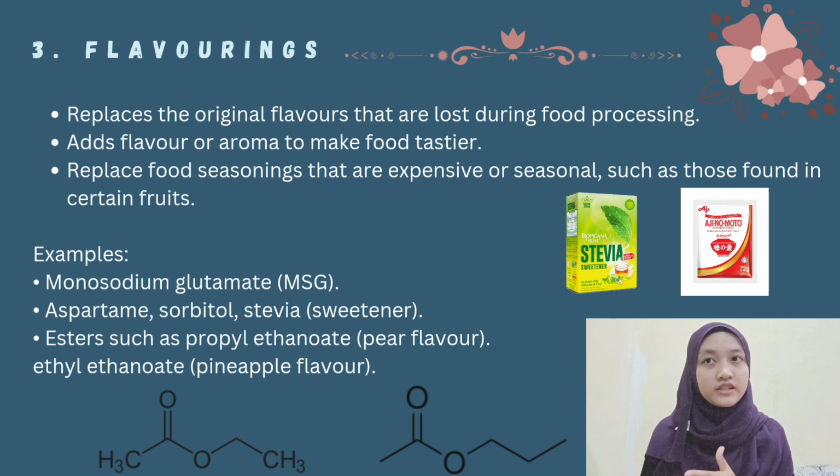Here are some of the examples that you might have heard before, which is monosodium glutamate, MSG, aspartame, sorbitol, and stevia as a sweetener, esters such as propyl ethanoate, which is substitute for pear flavor, and ethyl ethanoate, which is substitute for pineapple flavor.